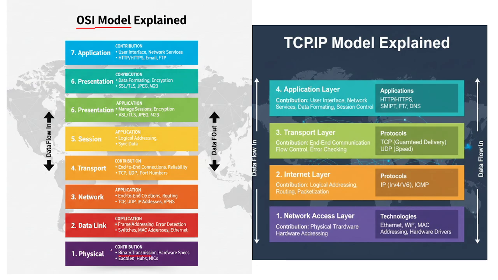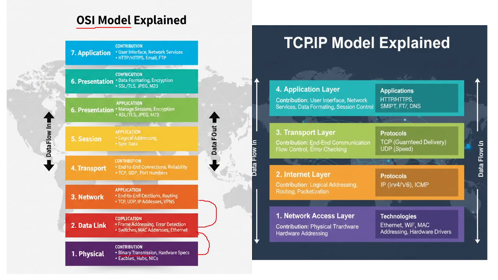Talking about the physical layer, it contributes to the binary bit transmission, that is zeros and ones. The components involved are hardware specs, cables, and NICs, which stand for Network Interface Card. Then the next level is the data link layer, where the frame addressing and error detection happens, where the bits are converted to frames and error detection algorithms like cyclic redundancy check are applied.